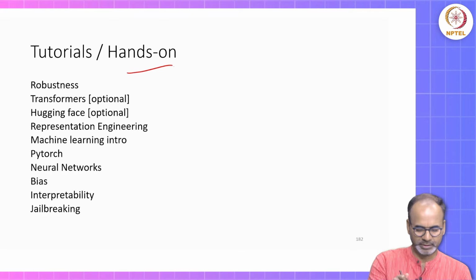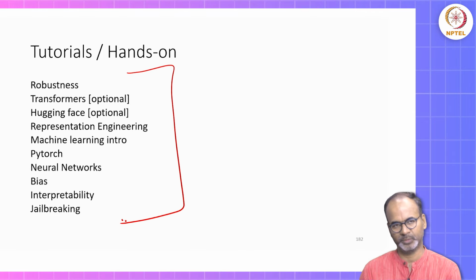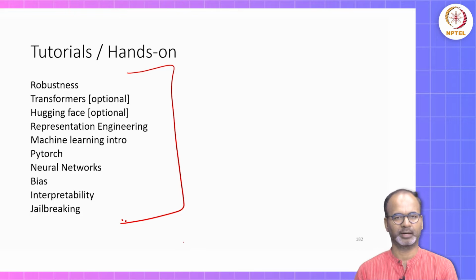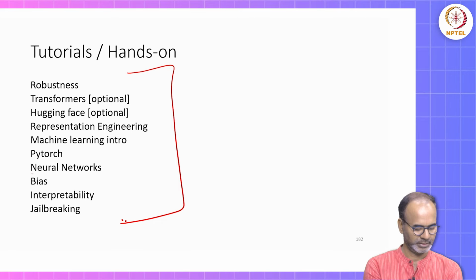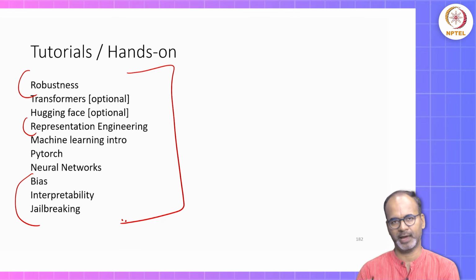One of the cool things about this course that I felt while creating it, and I still think it's a cool aspect, is the whole hands-on content that we generated for this course. I've been telling people to go look at the course content to get a view of the hands-on work. We did it for robustness, transformers, Hugging Face, representation engineering, machine learning, PyTorch, neural networks, bias, interpretability, and jailbreak. These are definitely very responsible AI safety topics.